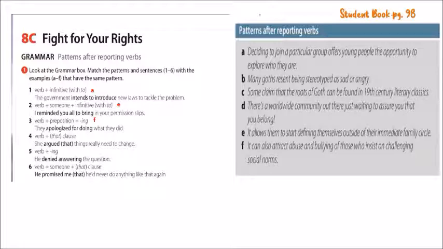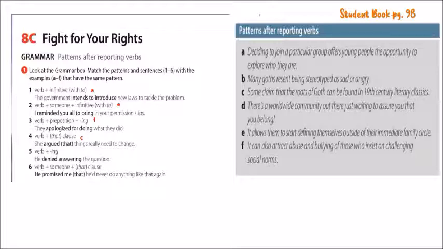We have verb plus that and a clause. So she argued that things really need to change. Okay, so what would be the example sentence? It would be letter C, right? Some claim that the roots of the Goth can be found in the 19th century literary classics. Okay, so what would be the verb there? We have claim, right? Claims that the roots of Goth can be found in the 19th century. Excellent.